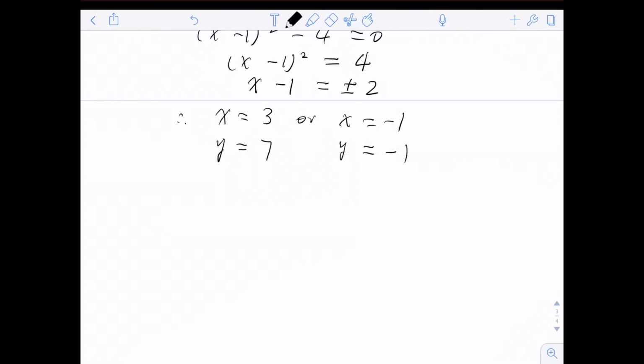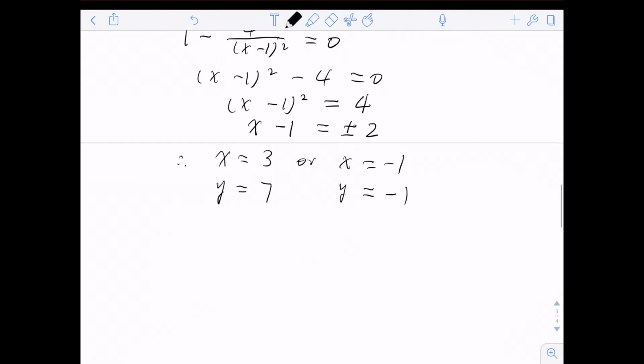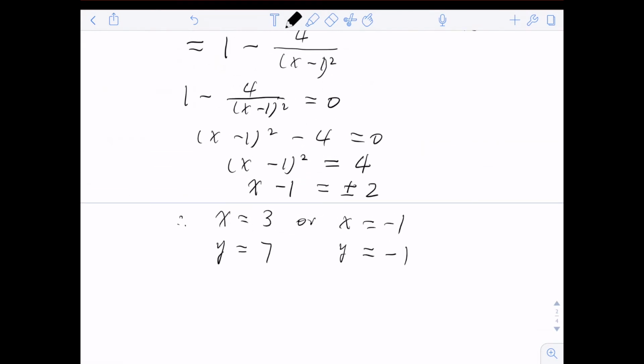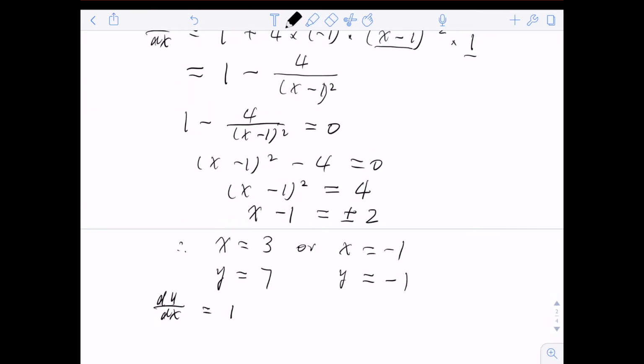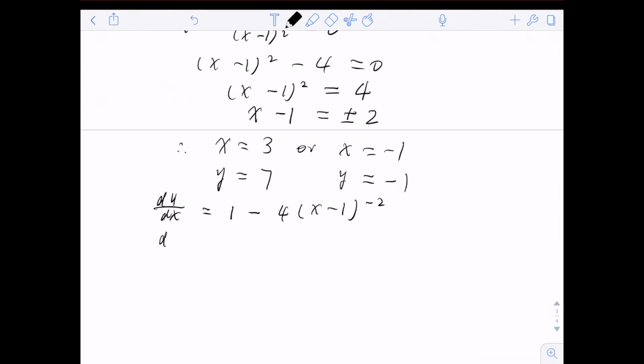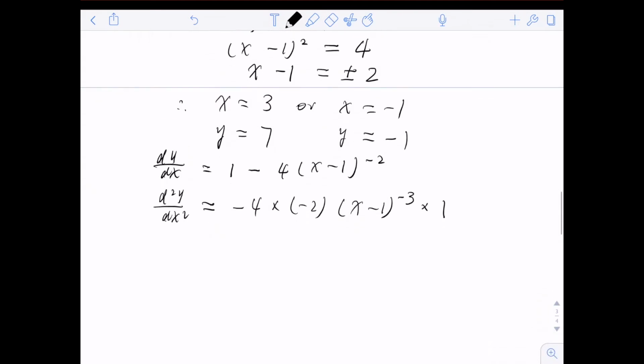So I have 2 stationary points here, and I'm going to test the nature of the stationary points by finding the second derivative. I'm going to use my first derivative in the index form. My first derivative dy/dx equals 1 minus 4(x minus 1) to the power of negative 2. Using this, the second derivative equals the derivative of 1, which is 0, then negative 4 times negative 2, bringing the power down, times (x minus 1) to the power of negative 2 minus 1, which is negative 3, times the derivative of the inside, which is 1 again. That's my second derivative. I'm going to tidy them up into 8 over (x minus 1) to the power of 3.